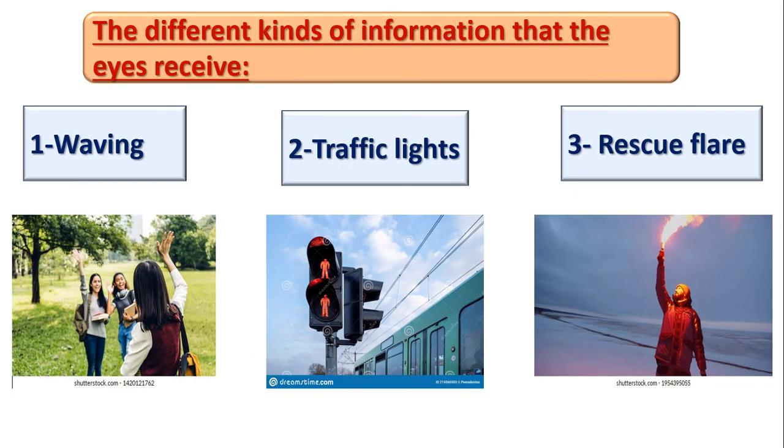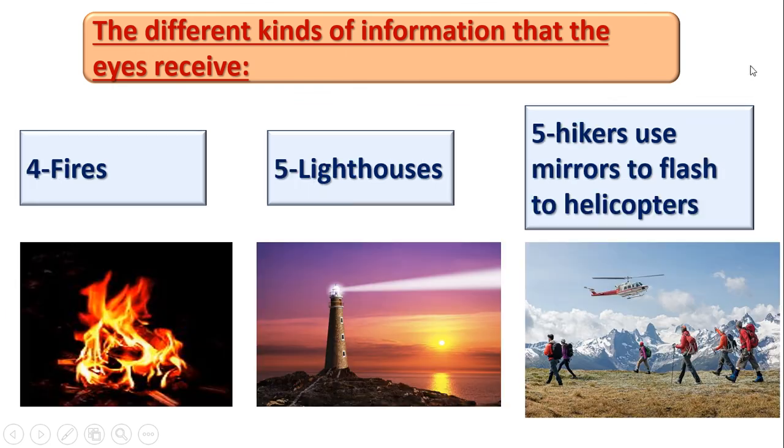What are the different kinds of information that the eyes can receive from the surroundings? Number one, waving. Can the eyes take the information of waving? Yes, super. Also the traffic lights. Yes, super. Also the rescue flare. A rescue flare is a tool used by people when they need help. Can the eyes detect the rescue flare information? Yes, super. So we can take the light energy from waving, traffic lights, and rescue flares. Also, the eyes can detect information from fire, from lighthouses, and from mirrors.